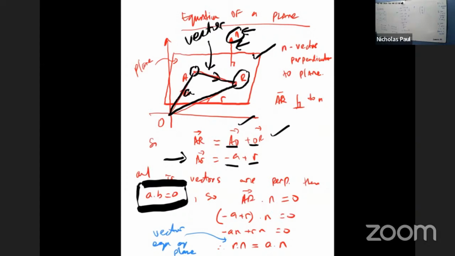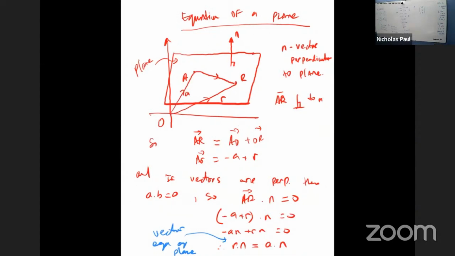Right? AR is minus A plus R, dotted with n. Multiply it out, and you get this equation here. Right? That equation is the vector equation of a plane. Right? Just do me a favor, write down vector equation of the plane is R dot n is equal to A dot n. This is also called the scalar product form.